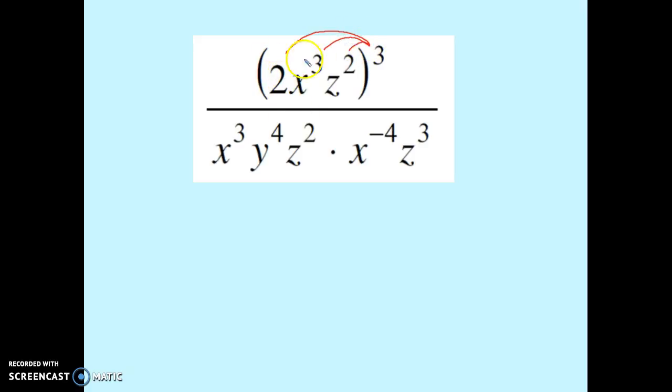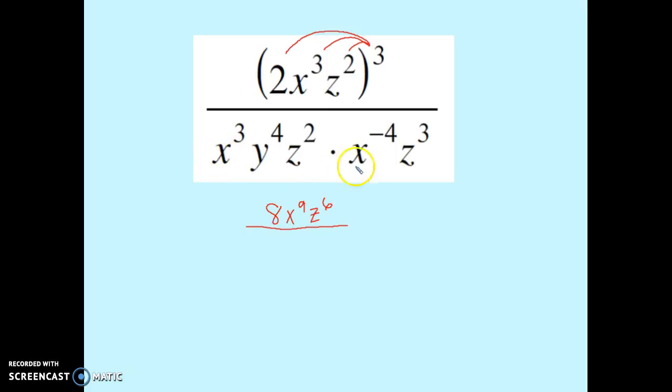Remember, this becomes 2 cubed. So 2 times 2 times 2 is 8. And then x cubed cubed becomes x to the 9th. Z squared cubed becomes z to the 6th. We multiply. Okay, I'm going to go and simplify the bottom too while I'm here.